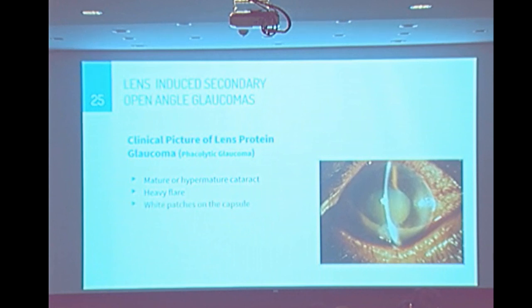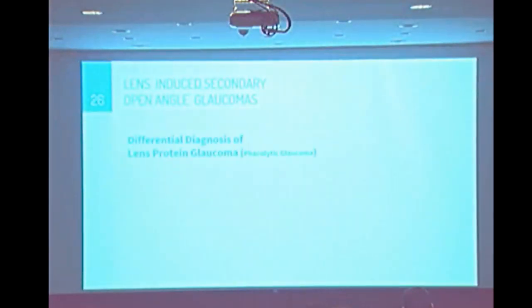And sometimes you may see white patches like this. I don't know if it's clear or not. This is a macrophagic response trying to seal the hole in the capsule to prevent further showering of this type of protein. And when you do gonioscopy, you will find an open angle.